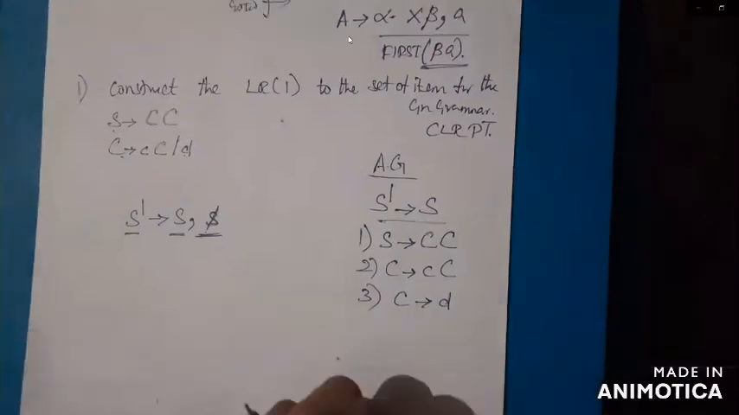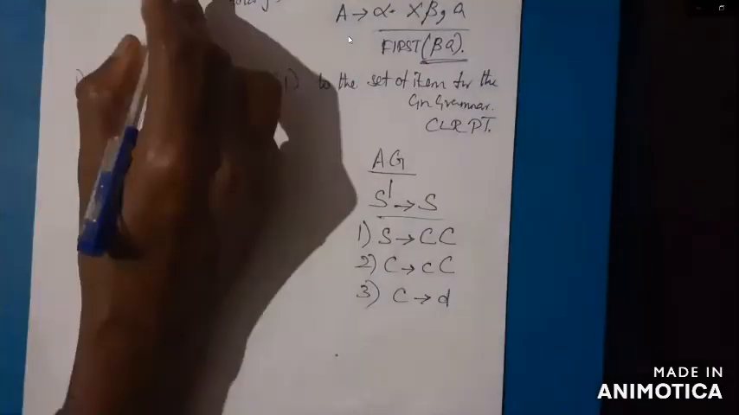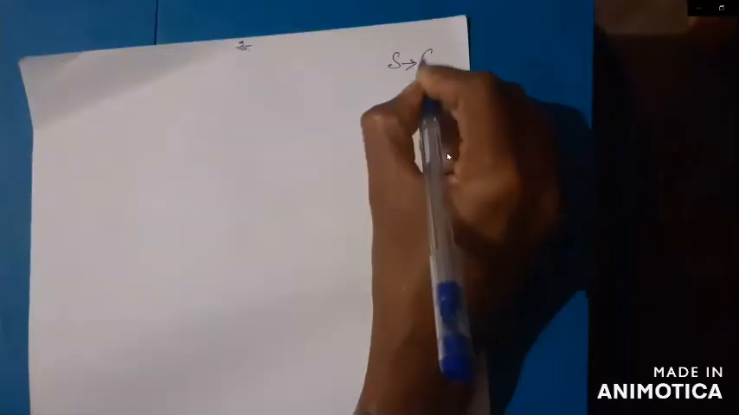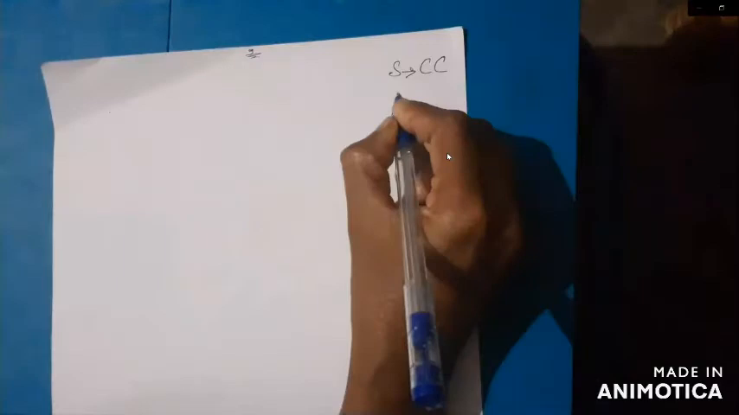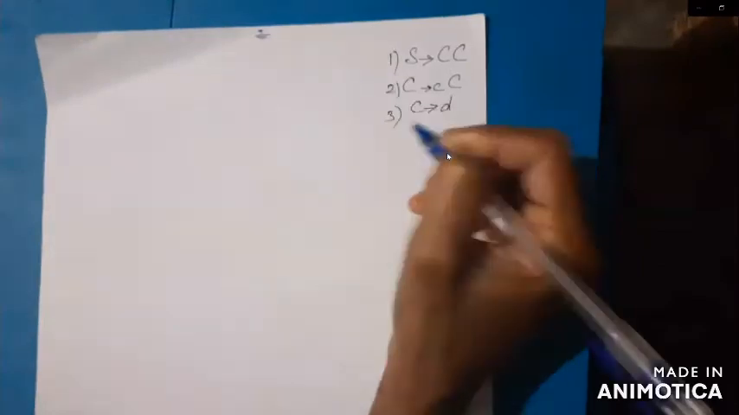The second thing: how to do the next function, the closure function and the goto function. You have to check here. What is the problem here? S tends to capital C C, C tends to small c capital C, C tends to d. Correct? 1, 2, 3.